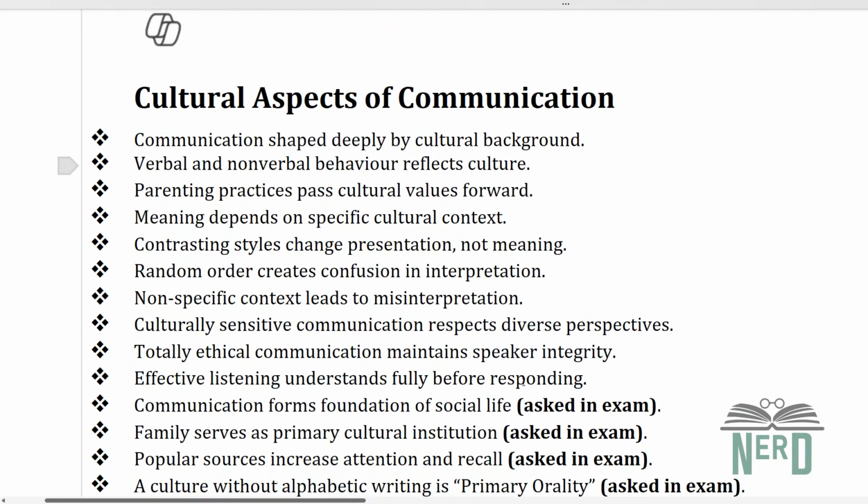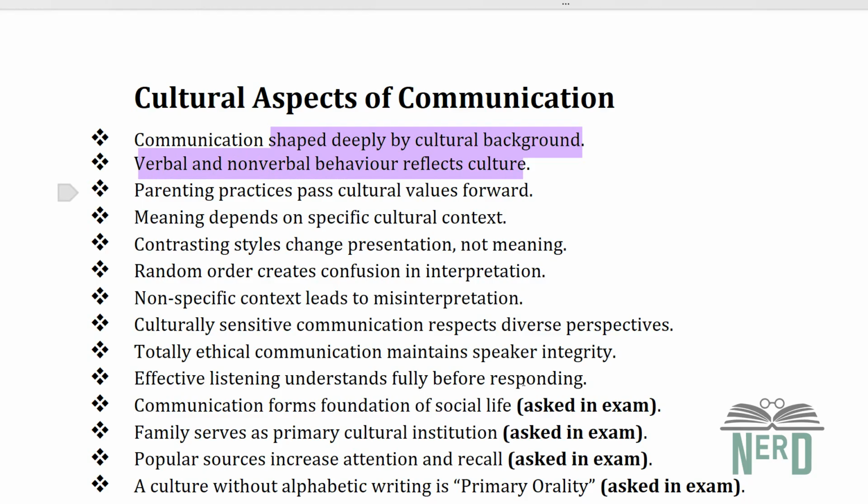We begin with the cultural aspects of communication. Communication does not happen in a vacuum. Every message we send or receive is shaped by the culture we come from. This is why communication across cultures is sometimes called cross-cultural or intercultural communication. It studies how people from different backgrounds express ideas through both words and non-verbal signals.